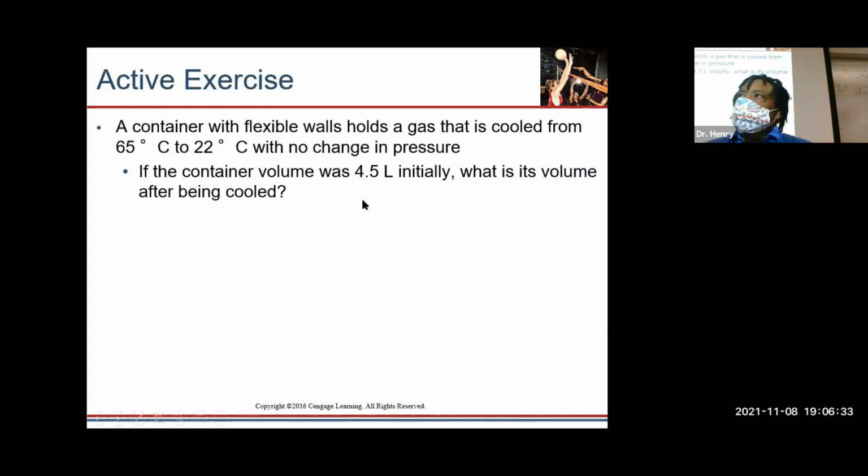Okay, so a container with a flexible wall holds a gas that is cooled from 65 degrees Celsius to 22 degrees Celsius with no change in pressure. Again, pressure is not changing. If the container volume is 4.5 liters initially, what is the volume after being cooled? Now, here's the key. We have to put everything in Kelvin. So when we're using these equations, we have to put everything in Kelvin. So how do I put this into Kelvin?